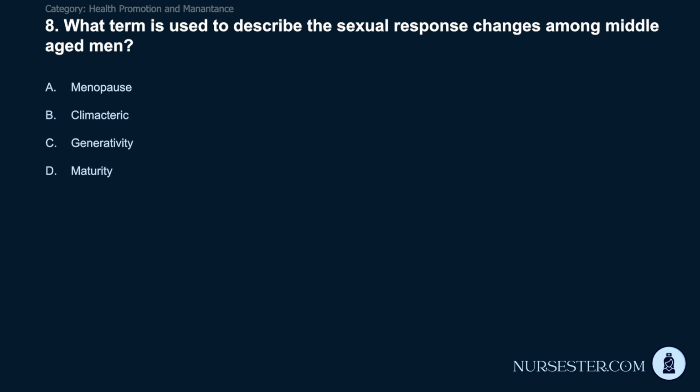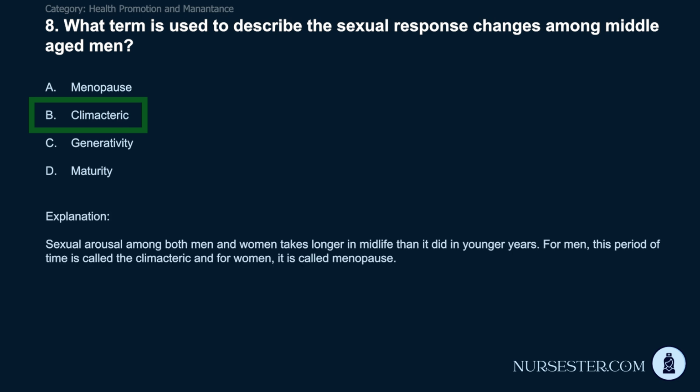8. What term is used to describe the sexual response changes among middle-aged men? A. Menopause, B. Climacteric, C. Generativity, D. Maturity. Correct answer, B. Climacteric. Sexual arousal among both men and women takes longer in midlife than it did in younger years. For men, this period of time is called the climacteric, and for women, it is called menopause.